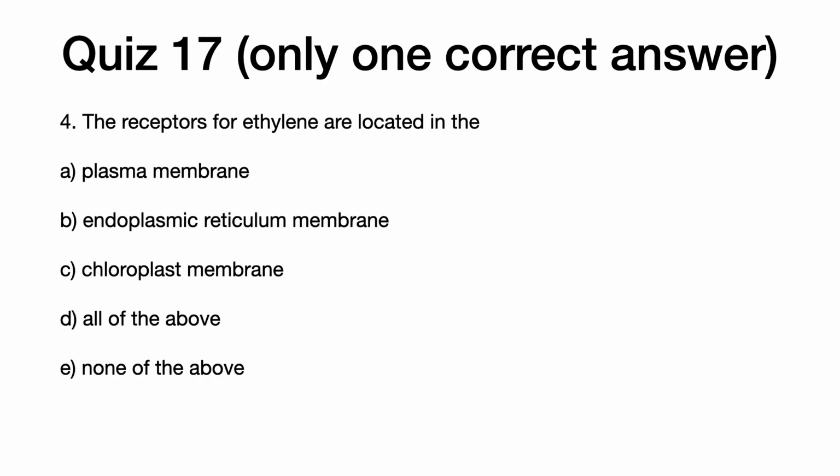4. The receptors for ethylene are located in the A, plasma membrane, B, endoplasmic reticulum membrane, C, chloroplast membrane, D, all of the above, E, none of the above.